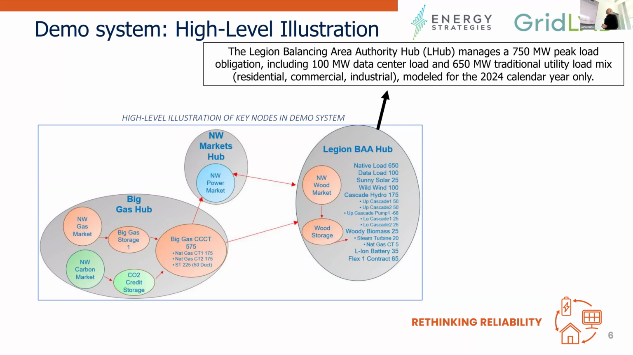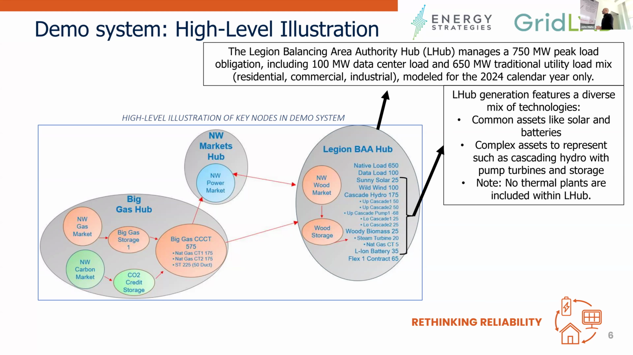The Legion Balancing Area Authority Hub has about 750 megawatt peak load obligation: 650 for traditional load, including residential, commercial, and industrial, and about 100 megawatts for data center load. The demo system is using 2024 calendar year data only, so these are historical 2024 data.